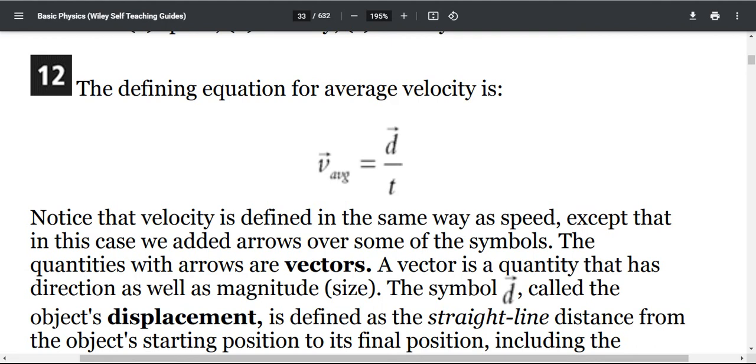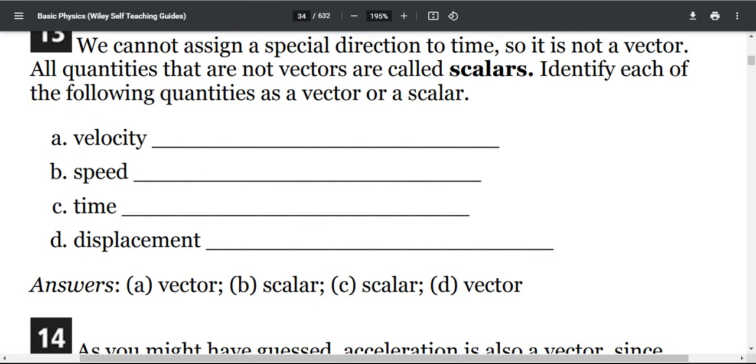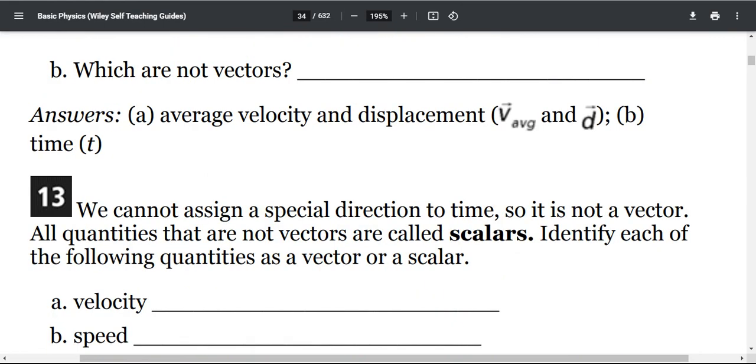Okay, so now let's move on. We cannot assign a special direction to time, so it is not a vector. All quantities that are not vectors are called scalars. Identify each of the following quantities as a vector or a scalar.